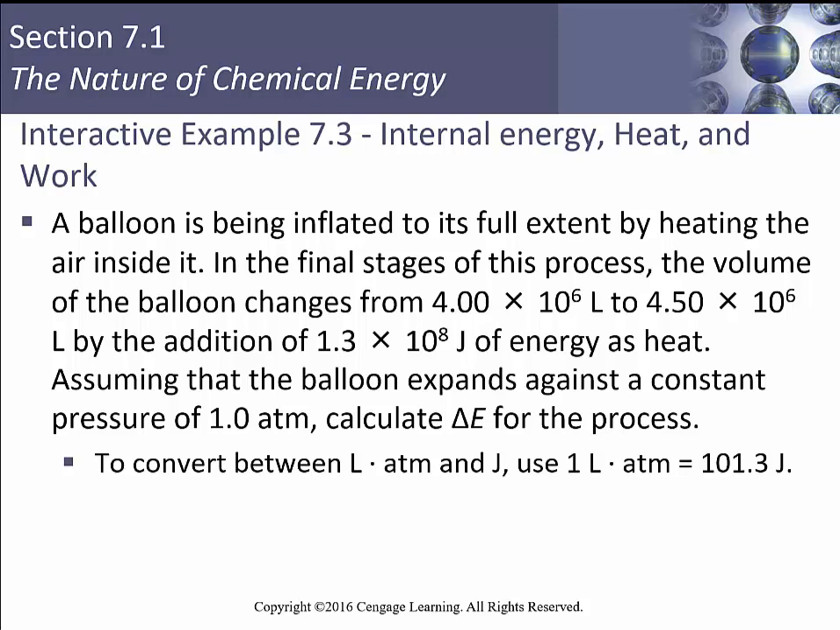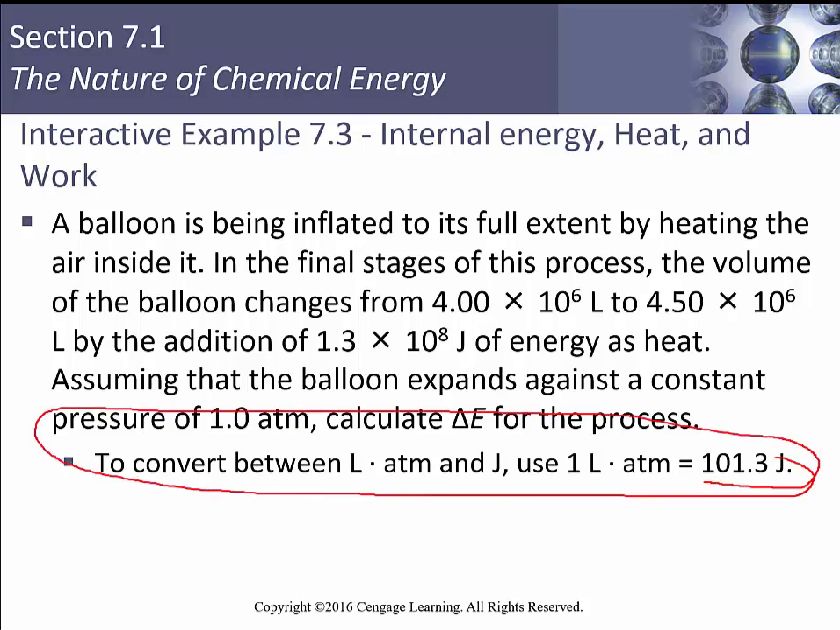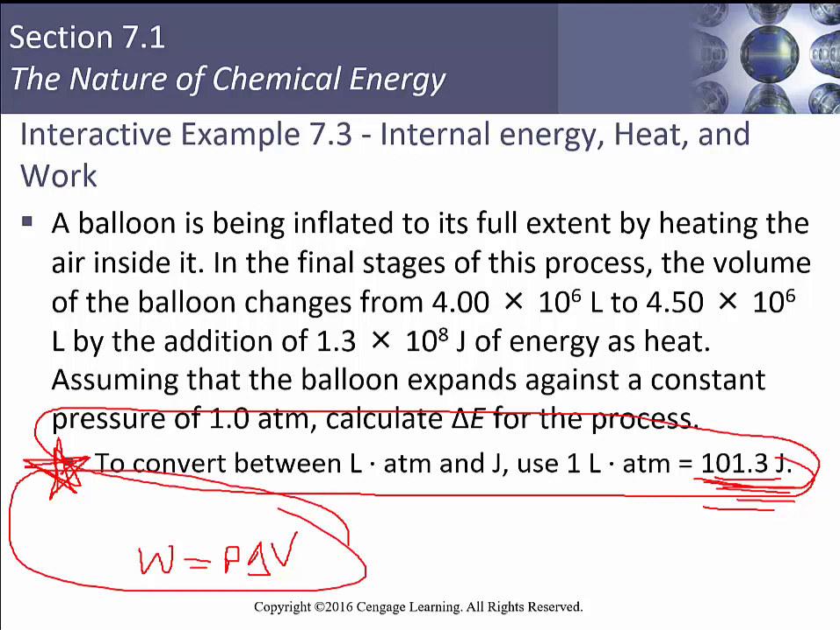So convert between liters and atmospheres and joules. You're going to use 1 liter times atmosphere is equal to 101.3 joules. So if you are taking notes while you're listening to this, put a star next to this, because I think this is the only place this conversion factor shows up. If you're trying to do one of these calculations with work is equal to P delta V, you're going to need this conversion factor in there, and it doesn't show up in that equation. So make a special note of this.